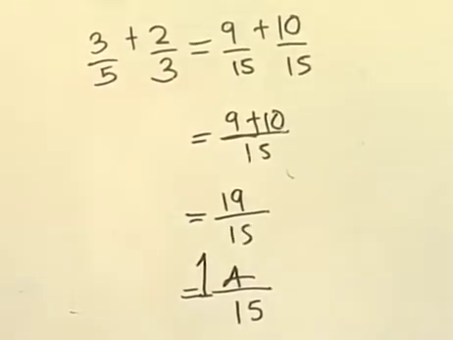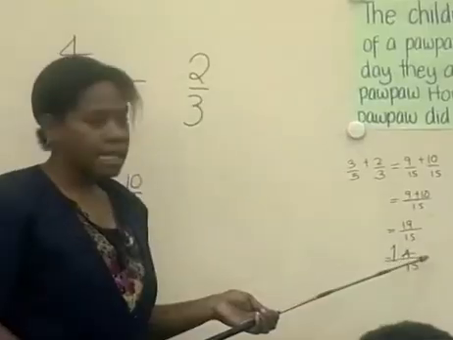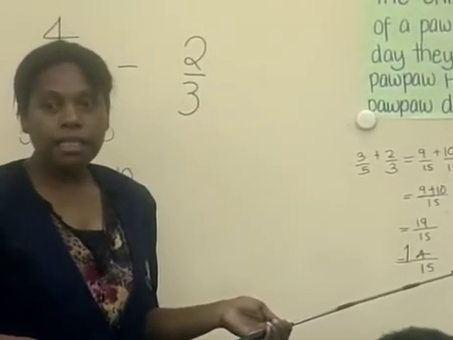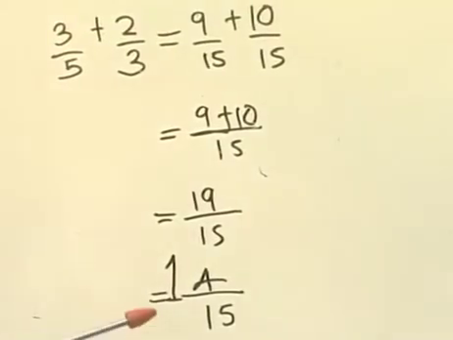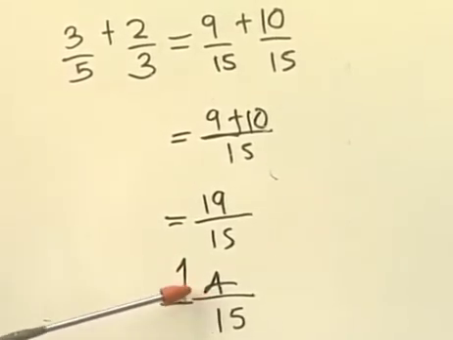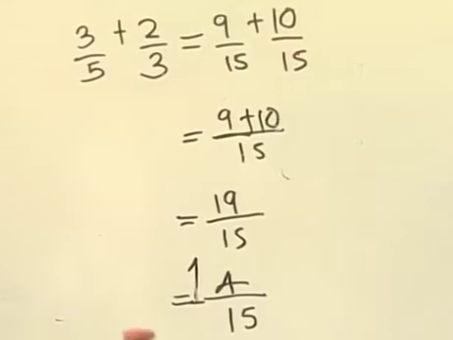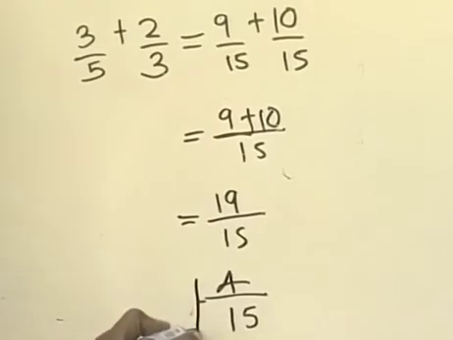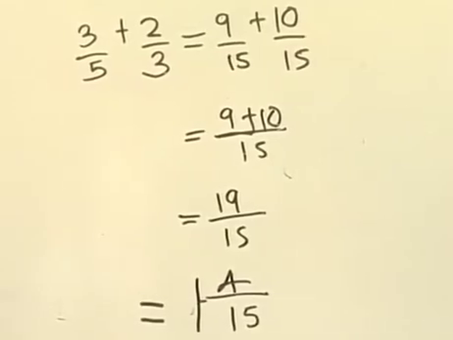Change it into a mixed fraction. You have to change it into a mixed fraction by dividing. So when you divide, remember that if you put it together with 4, it looks like it's 14 over 15. So it should be like this: equals 1 whole and 4 over 15.